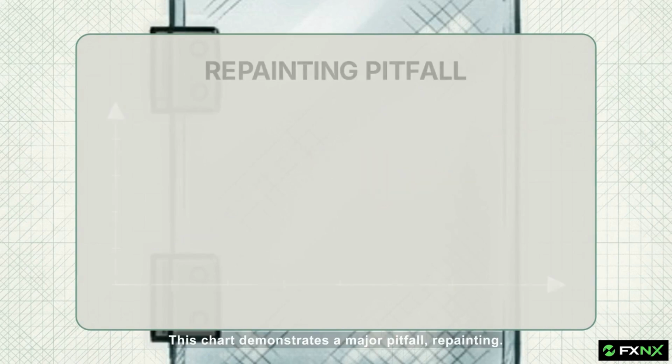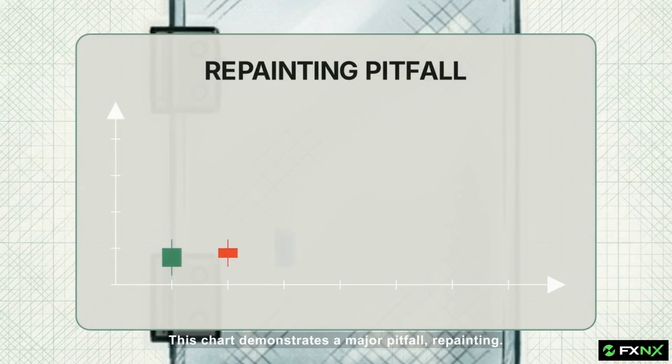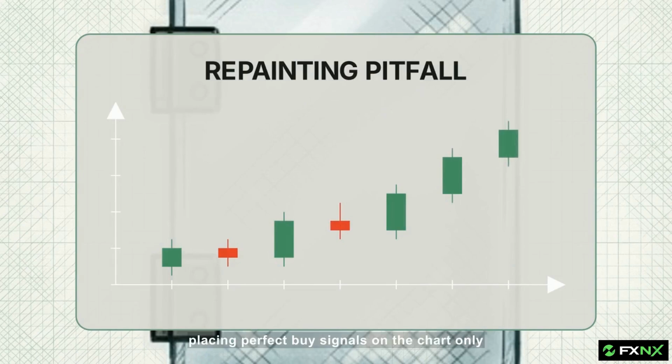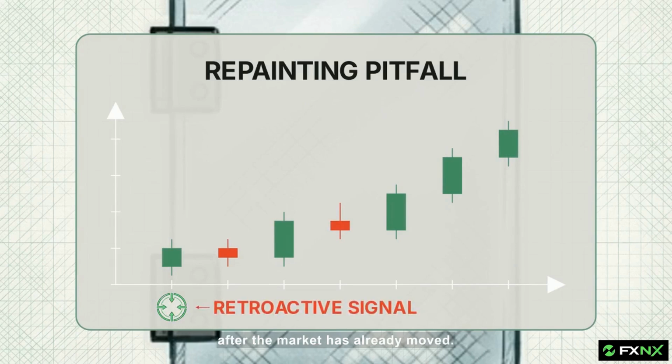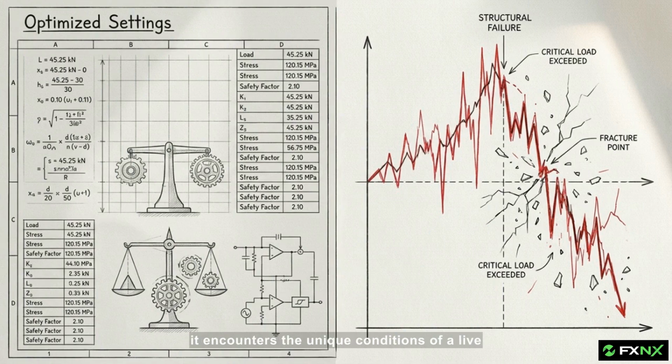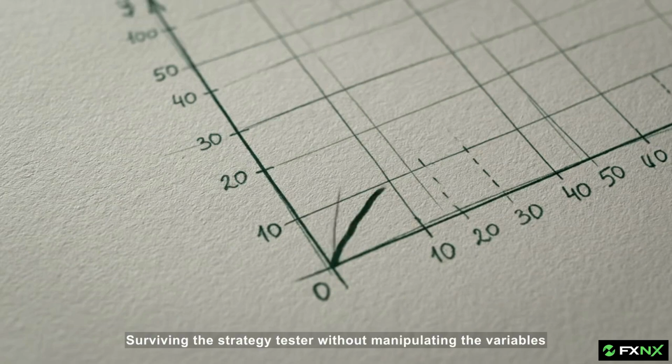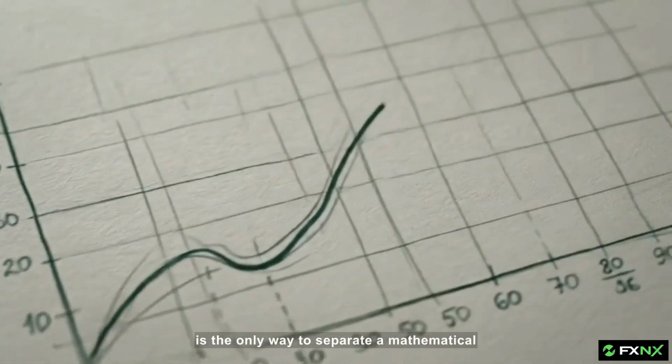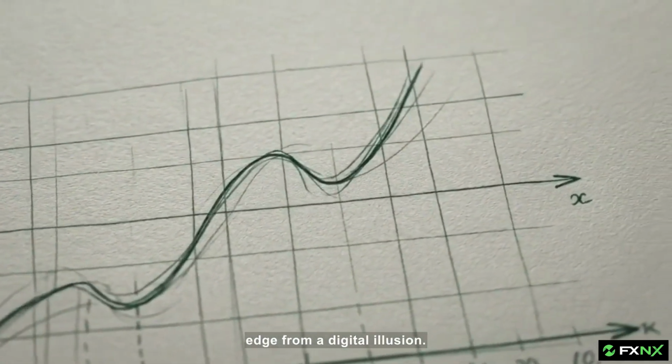Next, measure maximal drawdown, the deepest peak-to-trough drop in your account equity, showing potential capital lost during a typical losing streak. This chart demonstrates a major pitfall: repainting. A fraudulent indicator will rewrite its own history, placing perfect buy signals on the chart only after the market has already moved, creating a false record of accuracy. You must also watch for curve fitting. If you optimize an indicator's variables until they perfectly match a specific historical period, the system will likely fail as soon as it encounters the unique conditions of a live market.